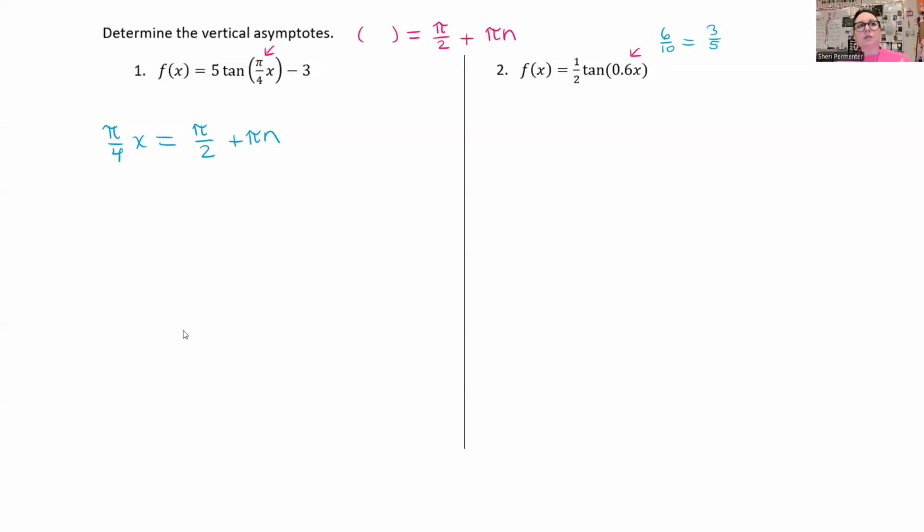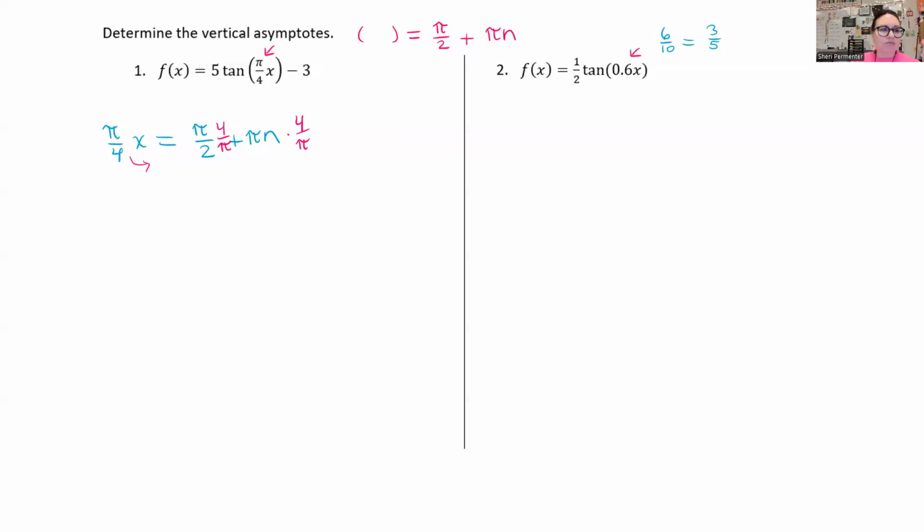Over here, that's where the x is. How do I solve for x? How do I get rid of multiply by pi over 4? Divide by pi over 4. And we have to remember that when you divide by a fraction, you're going to multiply by the reciprocal. So I'm going to bring over the pi over 4, and I'm going to flip it. So I'm going to multiply by 4 over pi and multiply by 4 over pi. Any questions on what I did there? I'm just isolating the x.